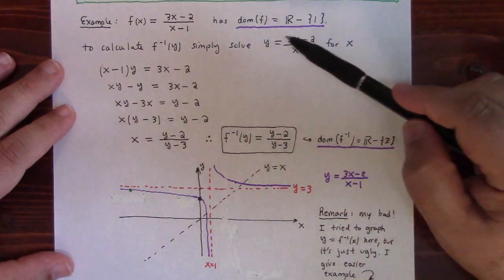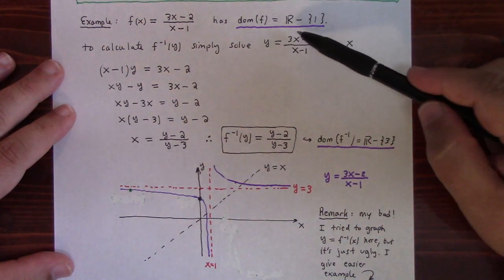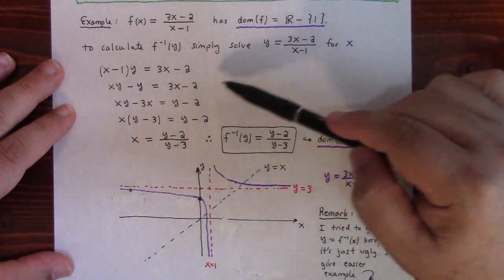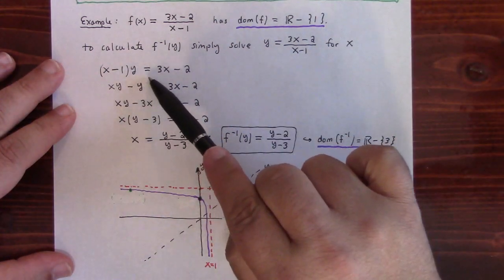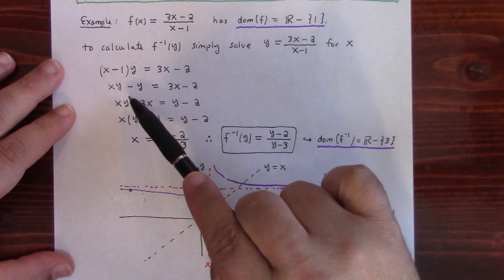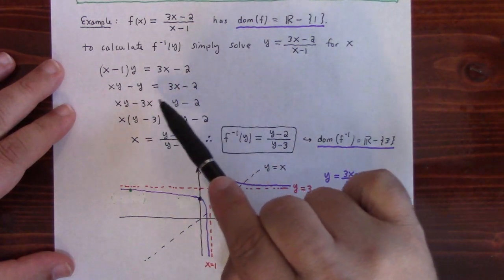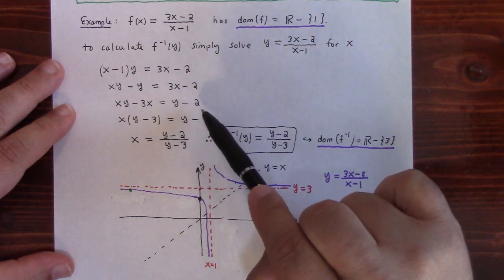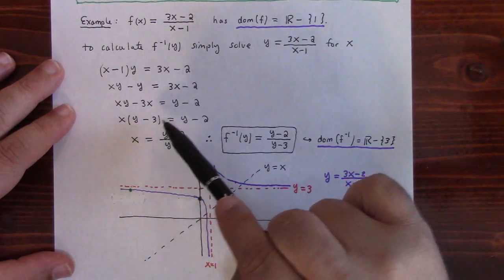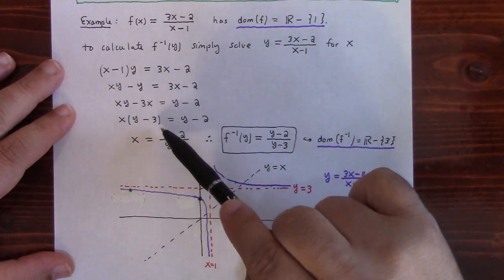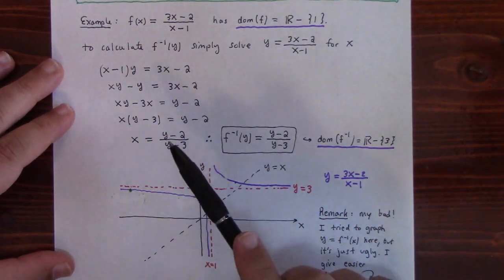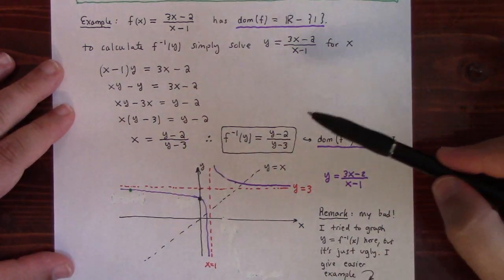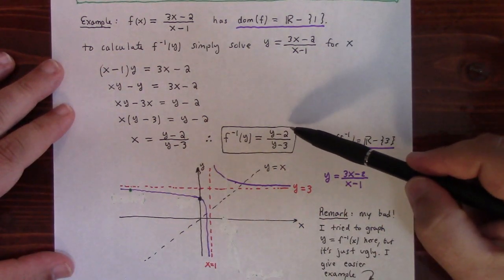Now to calculate the inverse function, I simply solve the formula for x. So I do that here. Multiply by the denominator: x minus 1 times y is 3x minus 2. Xy minus y is 3x minus 2. Put all my x's in one basket, put all my y's on the other side. Factor out y minus 3. Divide by the factor. I get x equal to y minus 2 over y minus 3. So f inverse of y is y minus 2 over y minus 3.